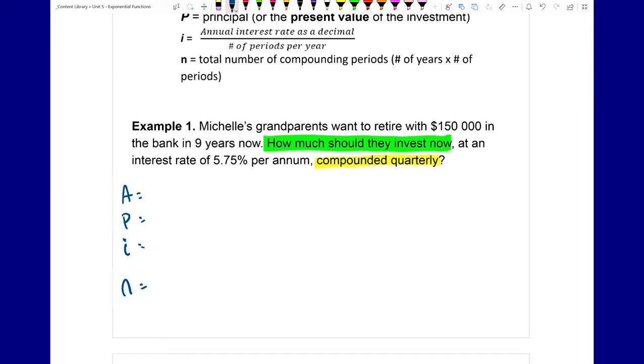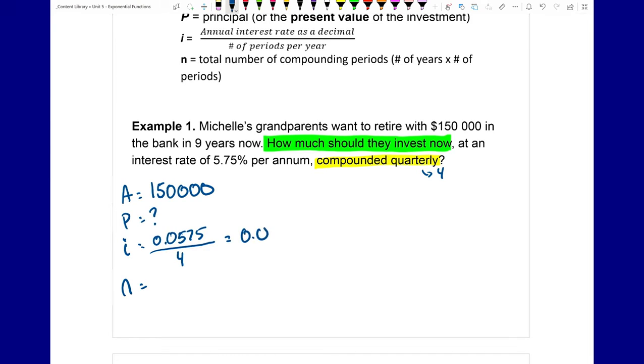For our A value, A is our future amount. That is our $150,000. Our P, our principal, our present value, we don't know. Our i, we're going to do a small calculation. We're going to take our rate as a decimal, 0.0575, and divide it by the number of compounding periods per year. Because it's compounded quarterly, quarterly means 4 times a year. So we take that 5.75% and divide it by 4.